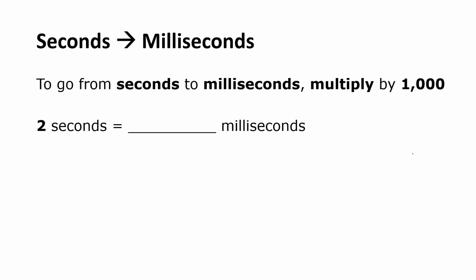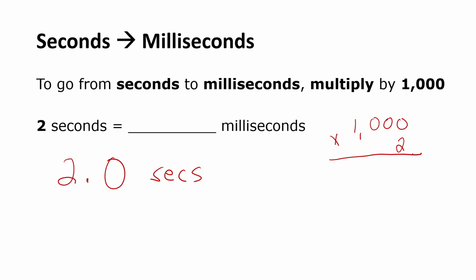So in this example, we have 2 seconds, and we want to convert it to milliseconds. So we need to multiply 2 times 1,000. There's two ways we can do that. We can do long multiplication, where we have 1,000 multiplied by 2. 2 times 0 is 0, 2 times 0 is 0, 2 times 0 is 0, 2 times 1 is 2. And so that would be 2,000 milliseconds.